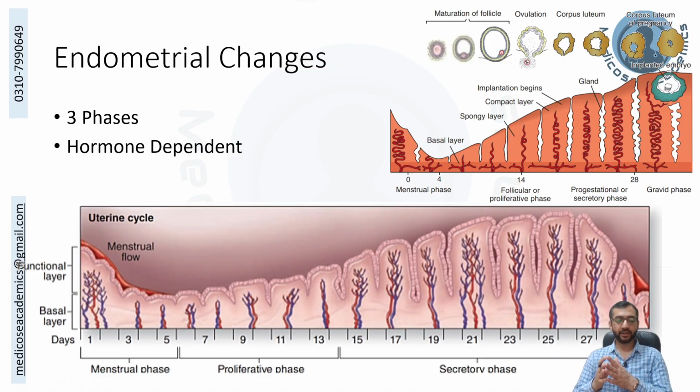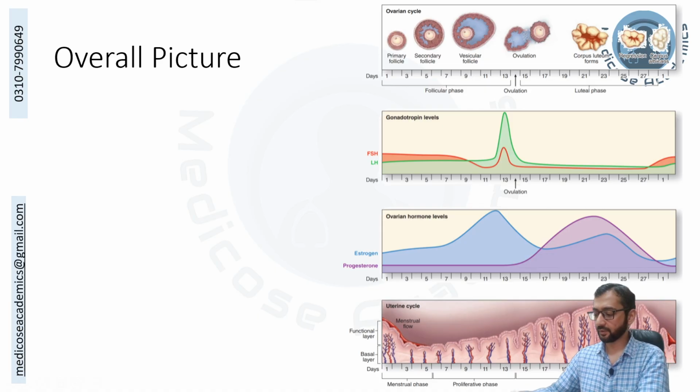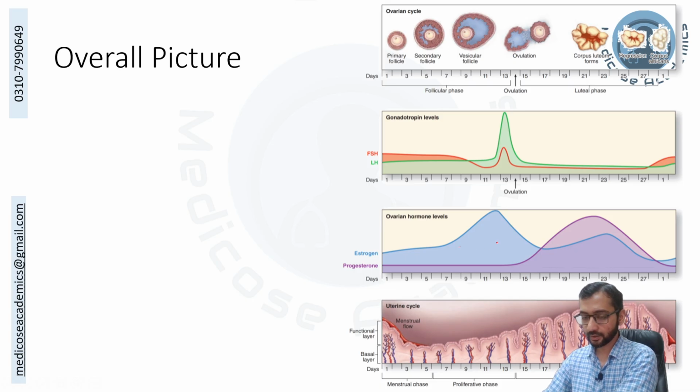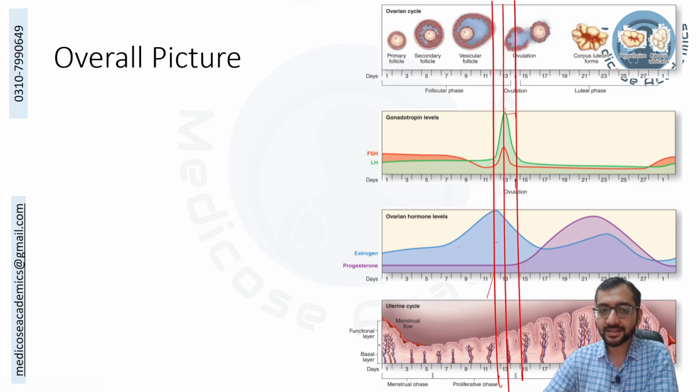So endometrial changes can be divided into three basic stages. Before going back to the endometrium, I just wanted to share this with you again. I wanted to compare the points here. This is the point of the LH surge, and this is the point of ovulation. So you can see they are successively triggering one another.